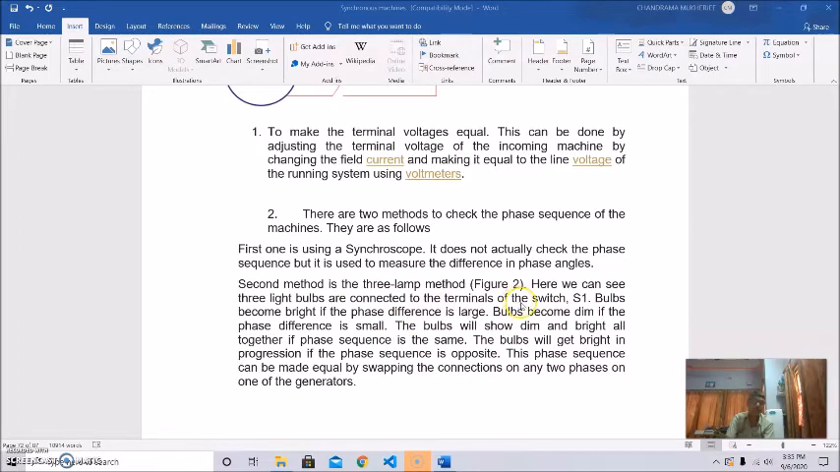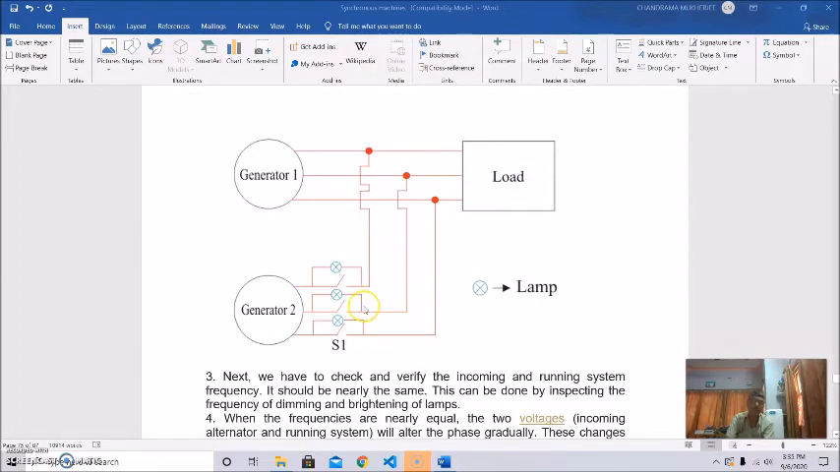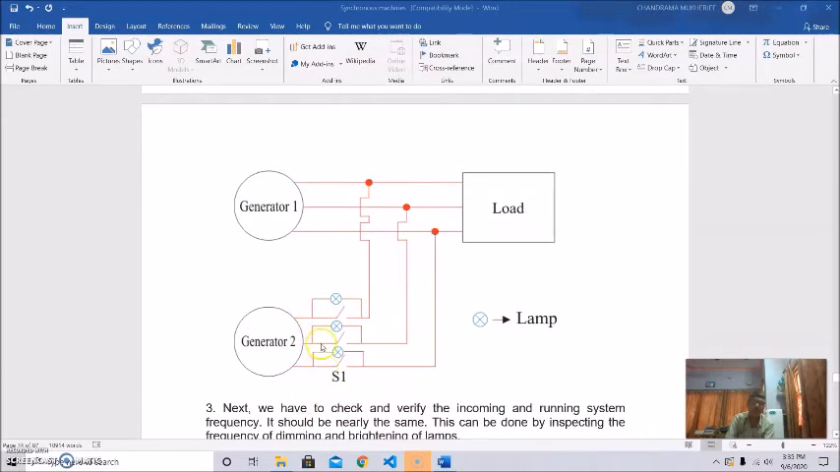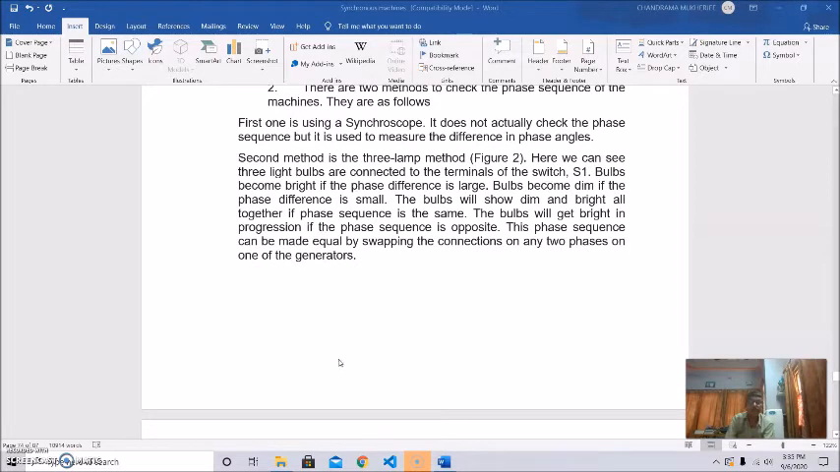The second method is the three-lamp method, shown here. In this method, we can see three light bulbs connected to the terminals of the switch. Bulbs become bright if the phase difference is large, and dim if the phase difference is small. The bulbs will go dim and bright all together if the phase sequence is the same. The bulbs will get bright in progression if the phase sequence is opposite. And this phase sequence can be made equal by swapping the connections on any two phases on one of the generators.